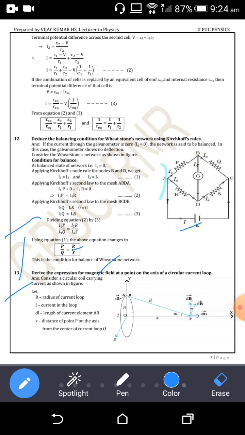So this is the Kirchhoff current rule applied at the nodes B and D. As you can see, I1 is equal to I3 and I2 is equal to I4, which is considered as equation 1.